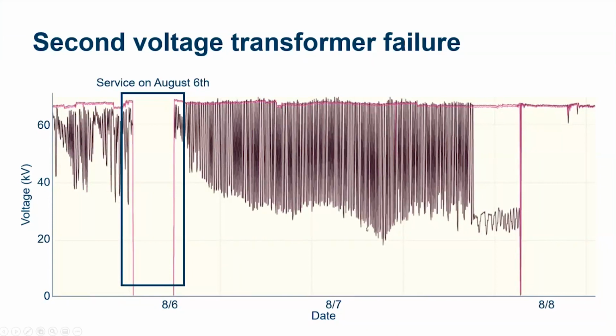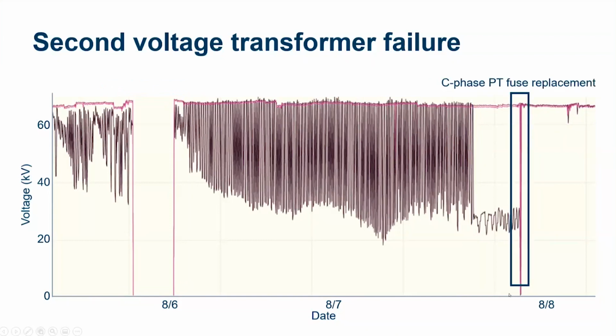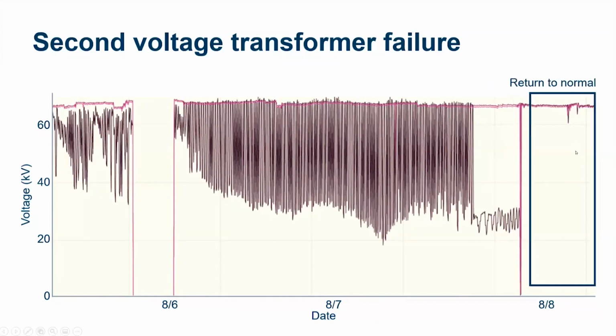And you can see that the behavior actually got worse after the servicing. Before they were actually able to send another crew back out to investigate, you can see there was a failure here on that C phase where it just dropped down to about 30%. Shortly thereafter, they go out and replace this fuse. In this case, it just happened to be a C phase fuse for their PT. After that replacement, they were able to return back to normal.